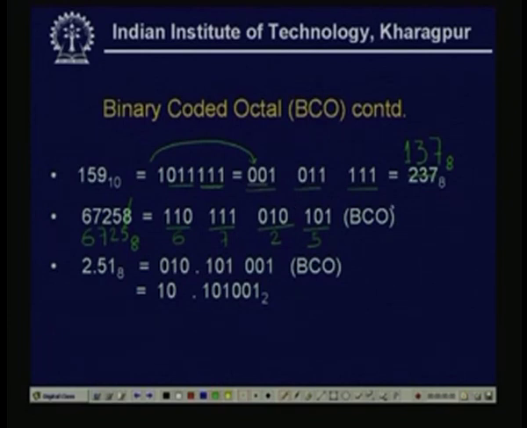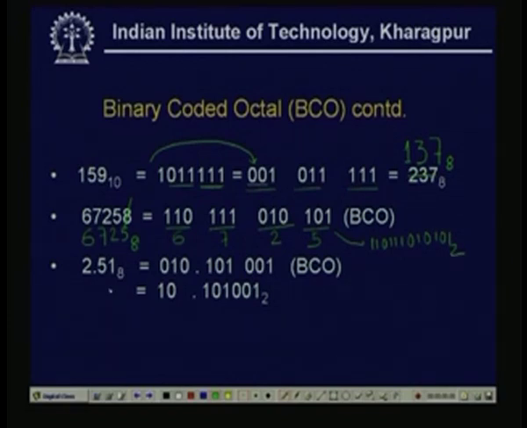What will be the binary? Because there are no leading zeros, if I just merge these 3-bit numbers, then it will be my binary: 1 1 0 1 1 1 0 1 0 1 0 1. This is my binary number.